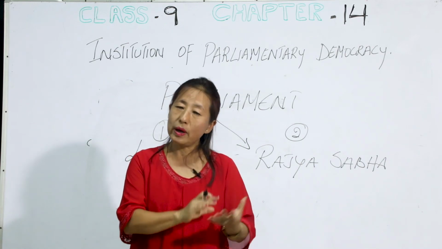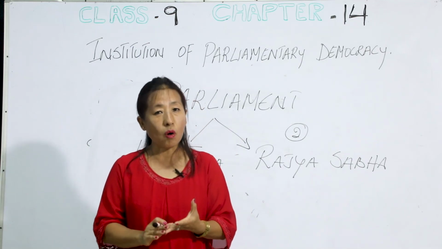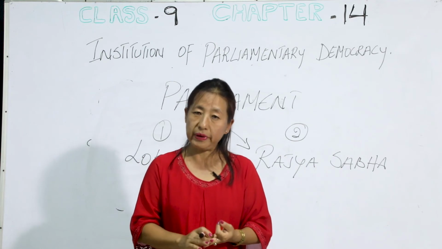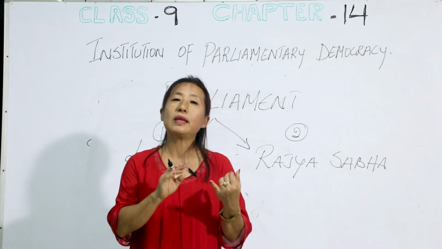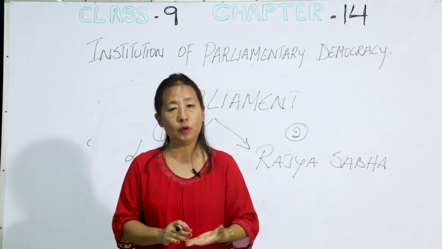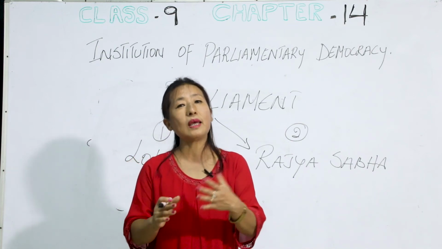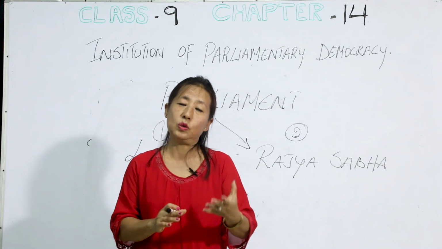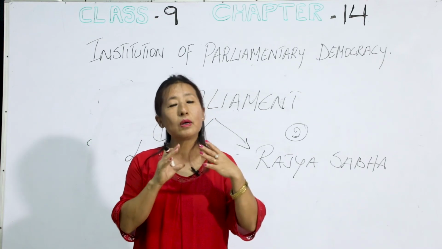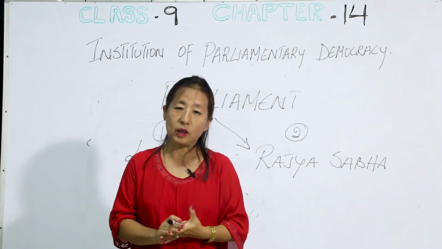Then we have also discussed the three organs: legislative, executive, and judiciary. Legislative means they legislate the law. Executive means they execute the law. Judiciary means they punish the lawbreaker. That is, with judiciary we are talking about the court. So those are the three organs of the government.